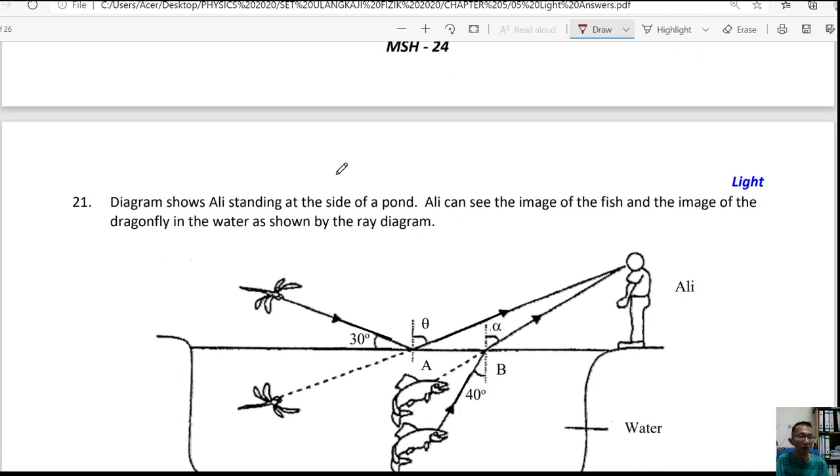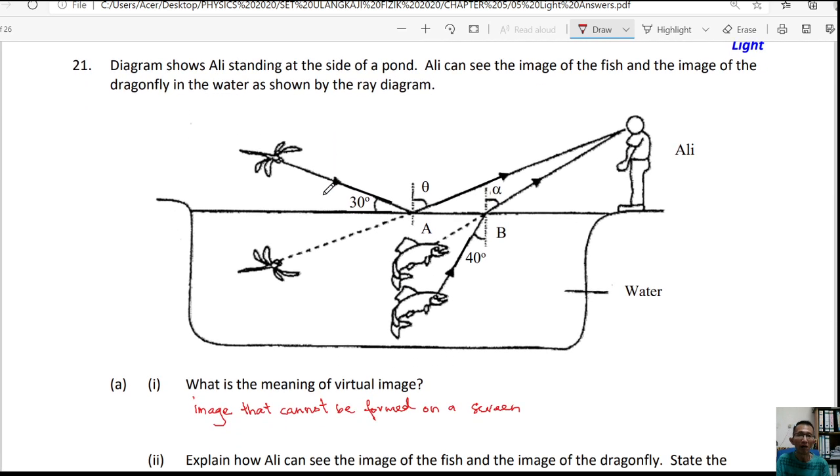To question number 21. Diagram shows Ali standing at the side of a pond. Ali can see the image of the fish and the image of the dragonfly in the water as shown by the ray diagram. All right, what is the meaning of virtual image? See, very easy question. So virtual images are images that cannot be formed on a screen. So that is our virtual image.